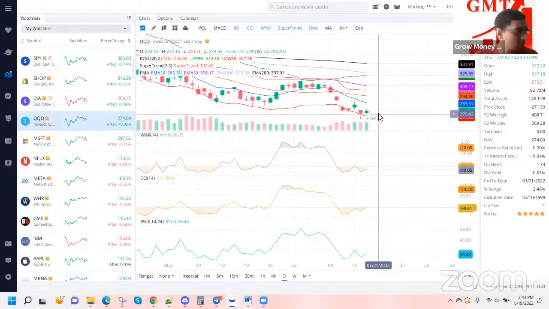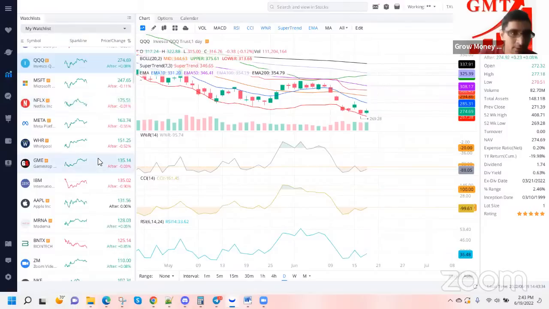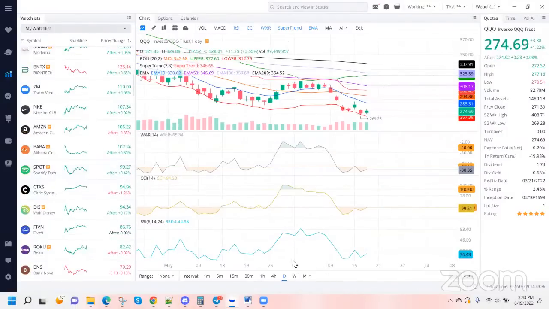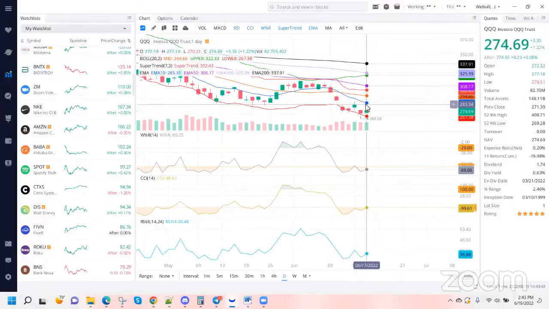So an entry around 275 for target of 285 would be 10 points target on QQQ. And that's a good return. Yes. 10-point target on QQQ is a good return. Yeah. Almost 4 to 5% return.